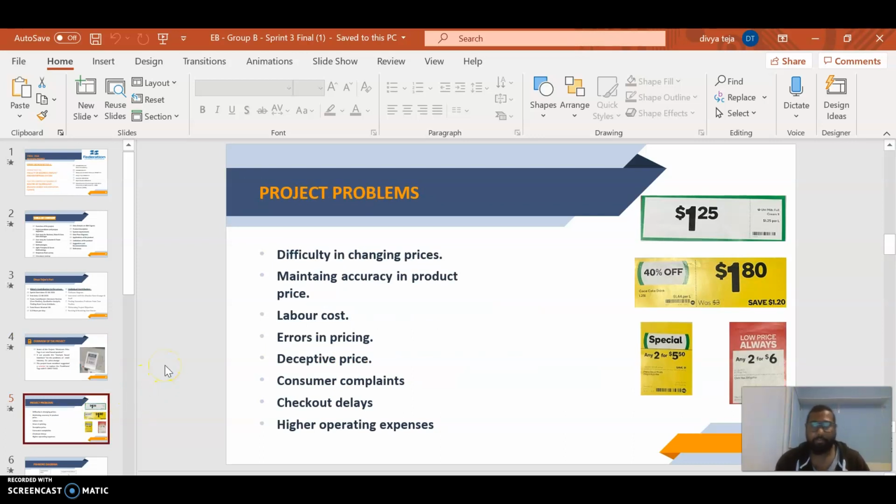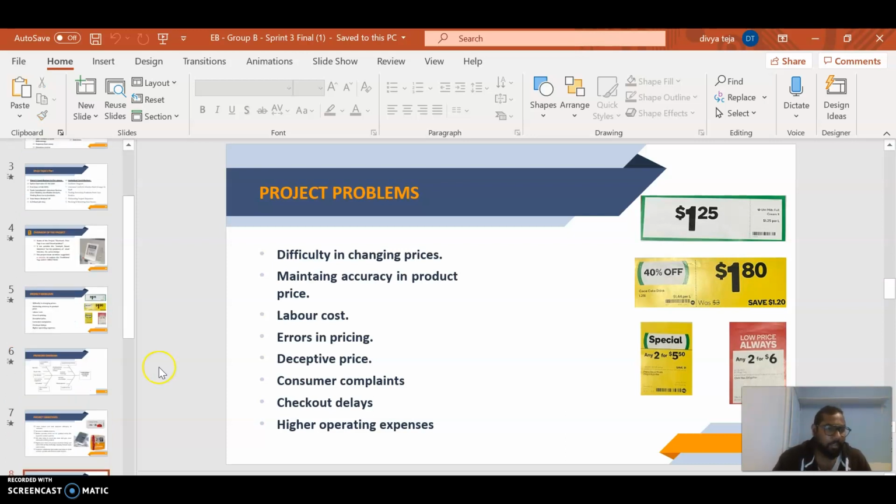So these are the project problems we have found: difficulty in changing prices, maintaining accuracy in the price, labor cost, errors in pricing, consumer complaints and checkout delays as well. On the right hand side again you can see the normal paper tags, which show the price, the percentage, everything.